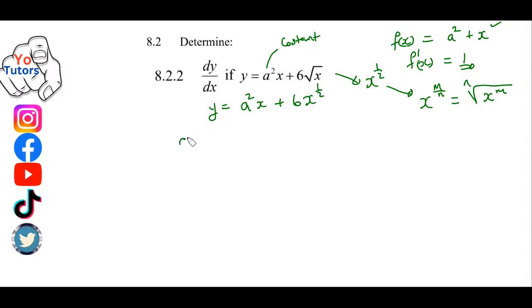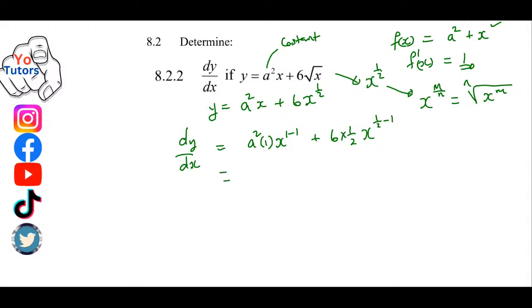Now, there it means that our dy/dx is going to be equal to a squared, because there it's going to be 1 times, then 1 minus 1 is going to give us 0. So here it means that you are saying a squared times 1. Let me just do it all. Then here x to the power 1 minus 1. Then here is going to give us plus 6 times 1 over 2. Then also x to the power 1 over 2 minus 1.